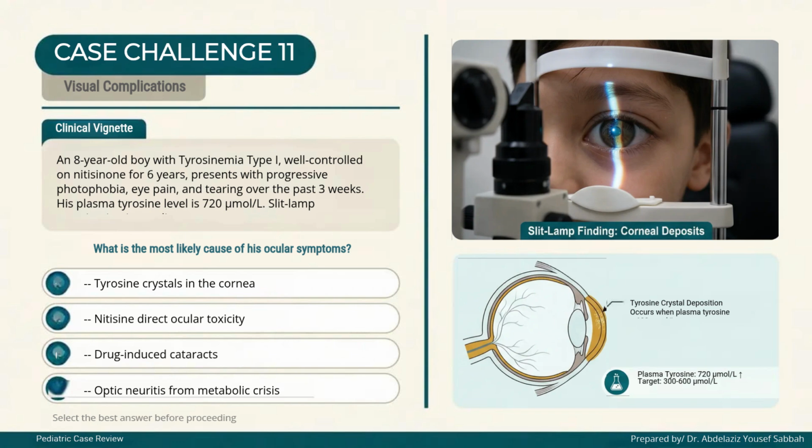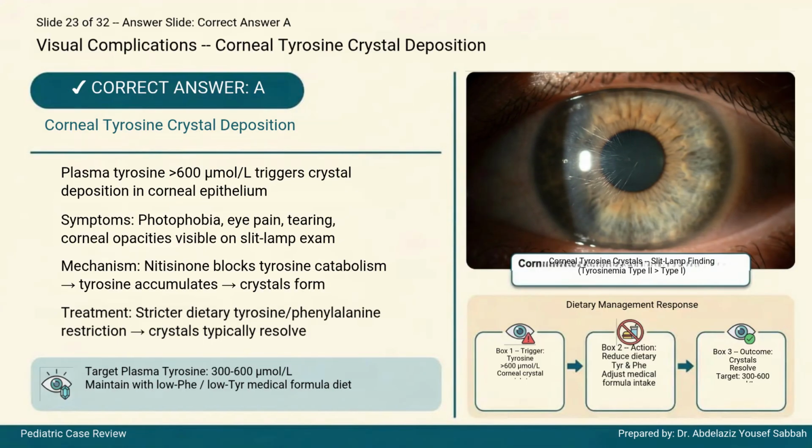Option A. Tyrosine crystals in the cornea. Option B. Nitisinone direct ocular toxicity. Option C. Drug-induced cataracts. Option D. Optic neuritis from metabolic crisis. The correct answer is option A.